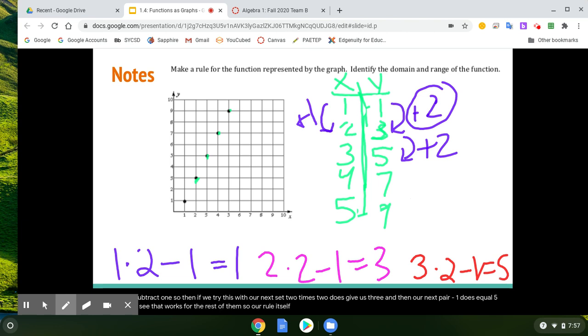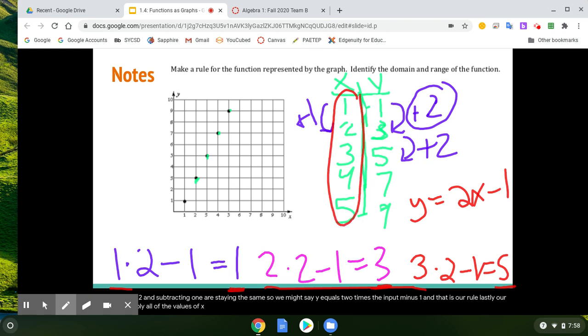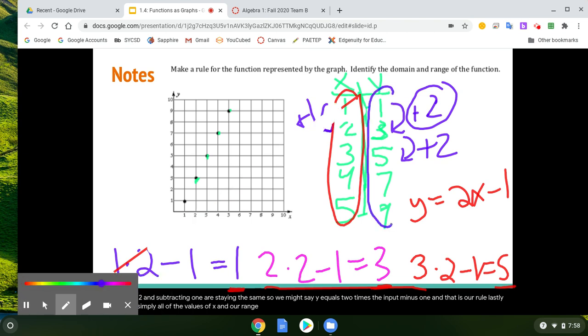So our rule itself, the numbers that are changing are the outputs and the inputs. But multiplying by 2 and subtracting 1 are staying the same. So we might say y equals 2 times the input minus 1. And that is our rule. Lastly, our domain is simply all of the values of x, and our range is all of the values of y.